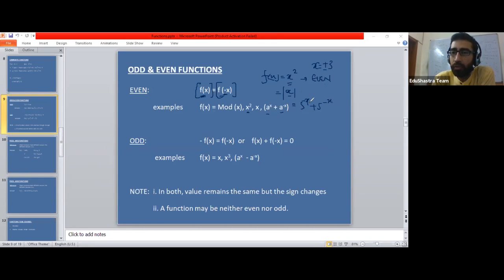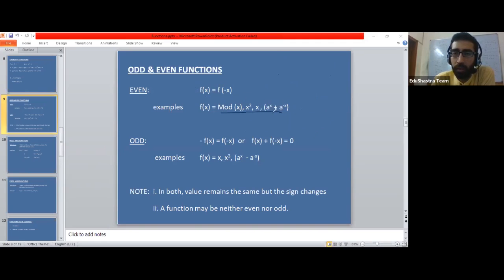If you take x equal to 2, then f of 2 is 5 squared plus 5 to the power minus 2, which is also equal to f of minus 2. At f of minus 2, the value is 5 to the power minus of minus 2, 5 squared, plus 5 to the power minus 2, the same value. x and minus x simply interchange when you take the negative.